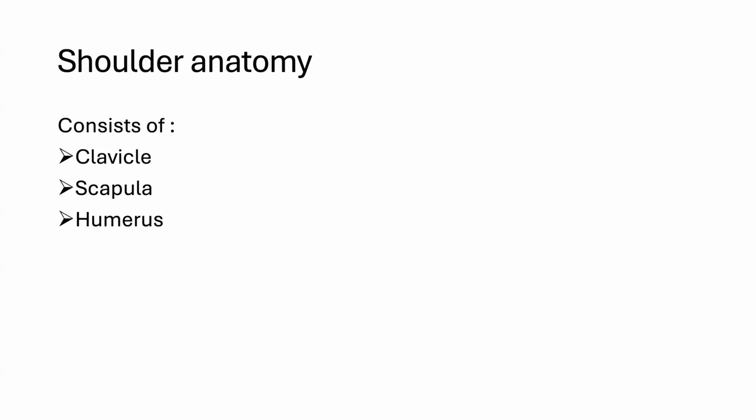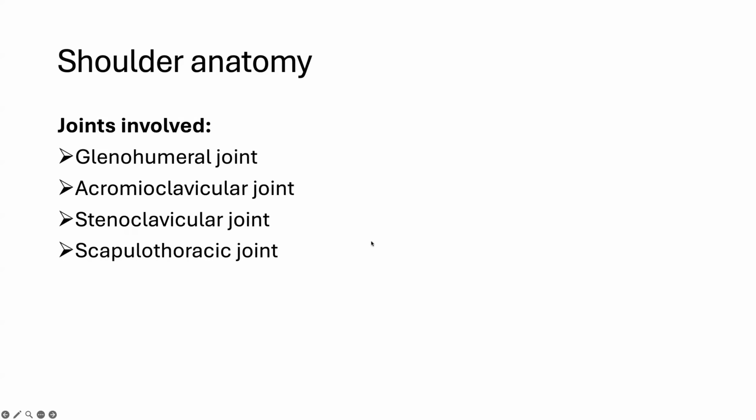So just a quick look at the shoulder anatomy, because as anesthetists, we need to have a general understanding of the anatomy because it helps us to decide on the type of blocks that we will administer to treat pain in the perioperative and postoperative period following shoulder surgery. So the shoulder consists of the clavicle, the scapula, and the humerus. The joints that are involved include the glenohumeral joint, the acromioclavicular joint, the sternoclavicular joint, and then the scapulothoracic joint is noted to be more of a pseudo joint.